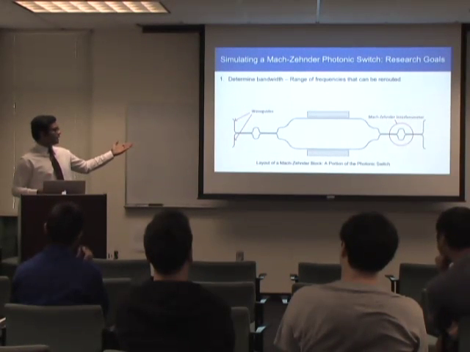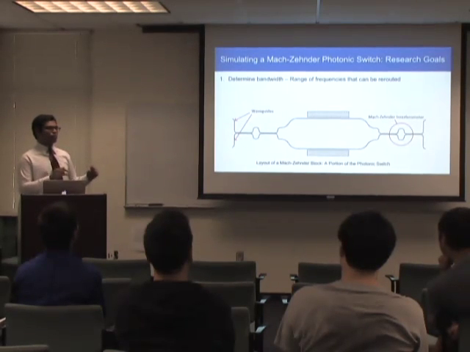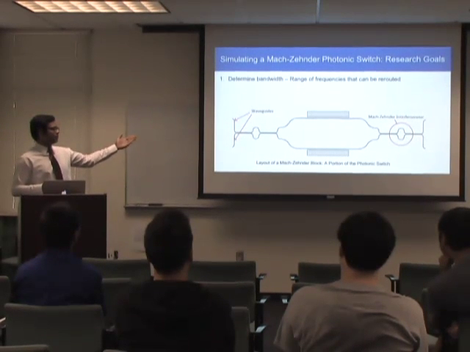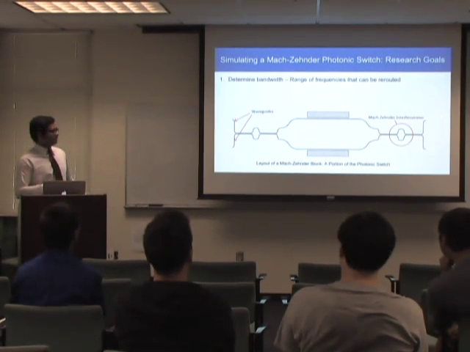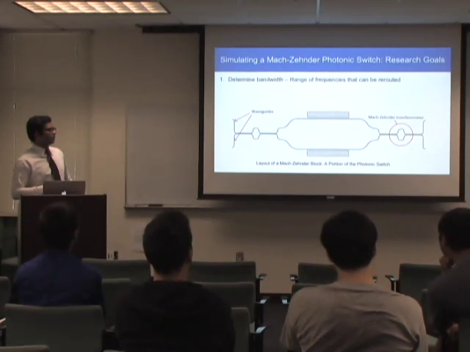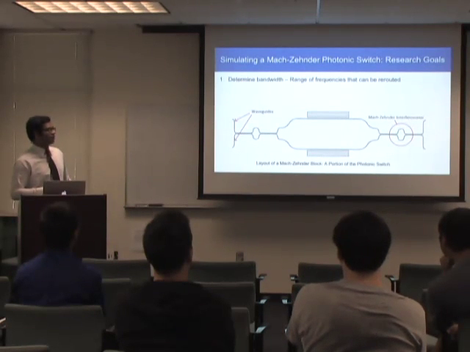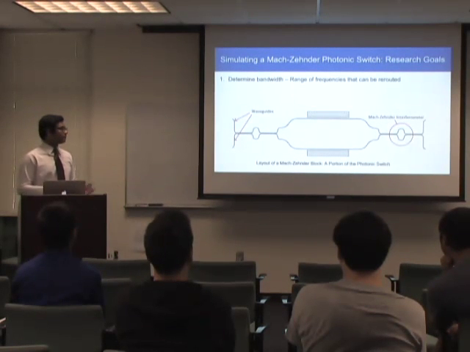And here we have a layout of a small portion of the switch. These here represent the waveguides, and this device here is a Mach-Zehnder interferometer. All 3 of these are interferometers, which is why the switch is called a Mach-Zehnder photonic switch.